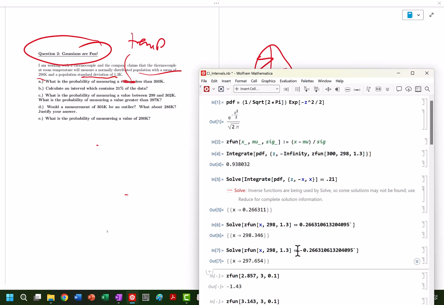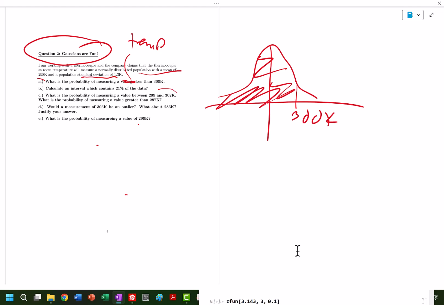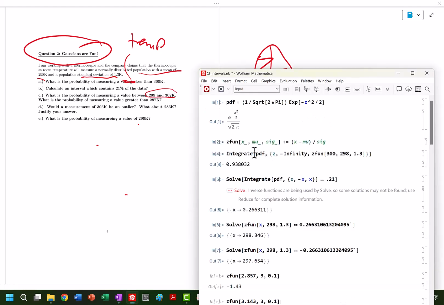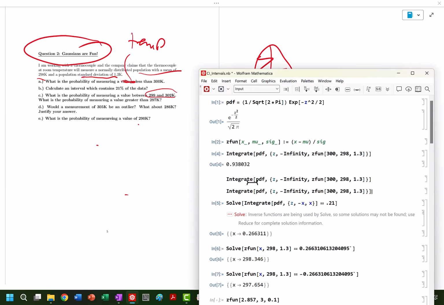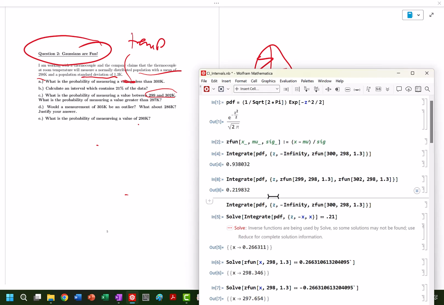Fantastic. What's the probability of measuring a value between this and this, and then greater than 297? So let's go ahead. We can take this. Let's do this. So in between 299 and 302. So the lower value will be 299. We're still on the right side, so this should be less than half, 302. And there we go.